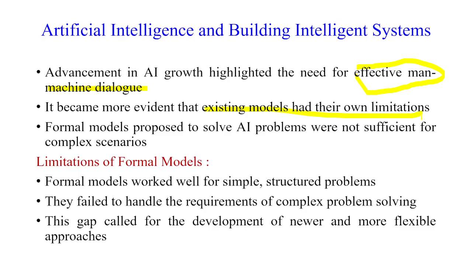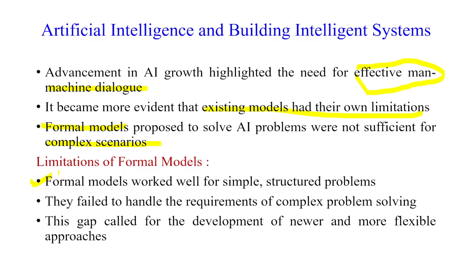Okay. So we will understand that formal models that were proposed to solve the AI problems were not sufficient for complex scenarios. Okay, so now we will understand the limitations. Formal models worked well for simple problems and structured problems. Wherever there were rules that were clear, data was clean, the solution was predictable. So solving a very simple mathematical equation was very easy.